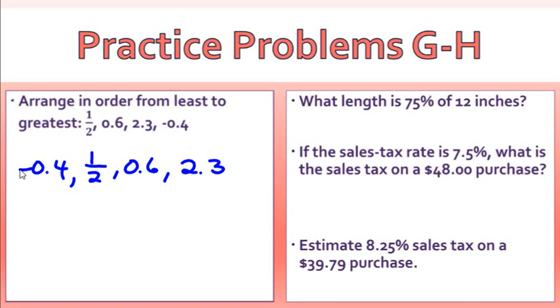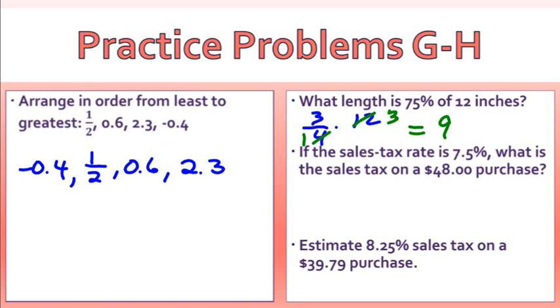What length is 75% of 12 inches? 3/4 is 75%. So we have 3/4 of 12 inches. I can simplify by dividing a 4 in the numerator and the denominator. And I have 3 times 3, which is 9. So what length is 75% of 12? That would be 9.